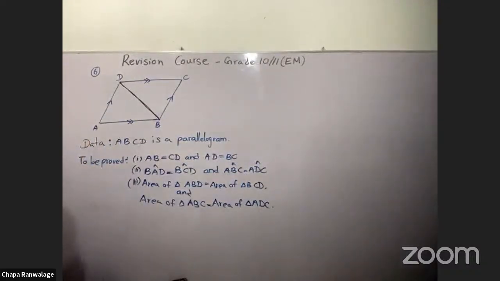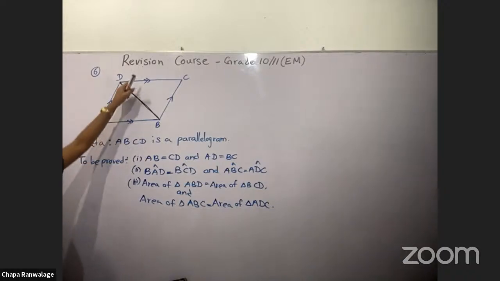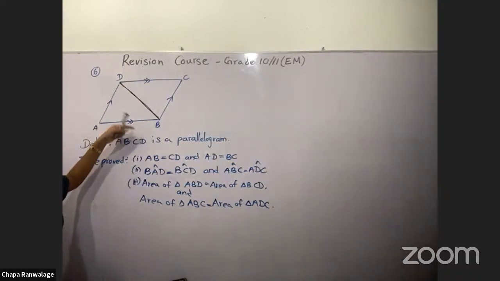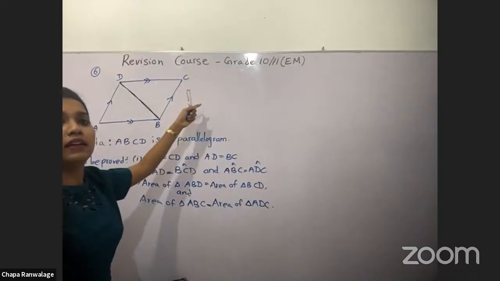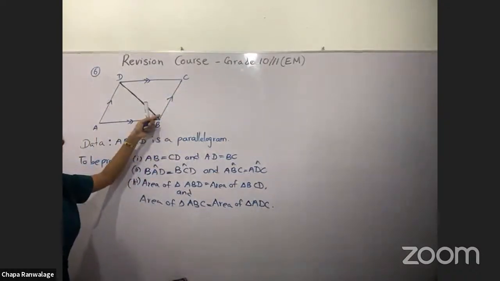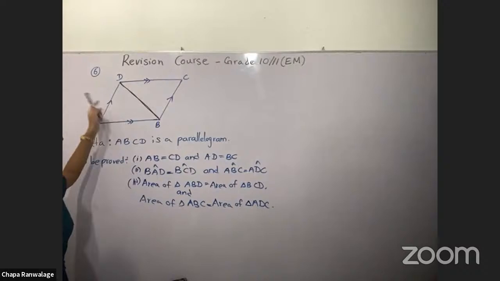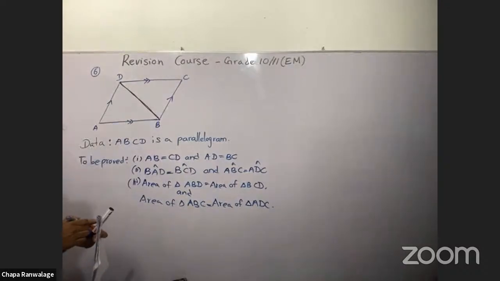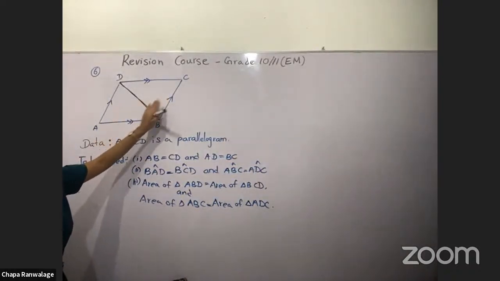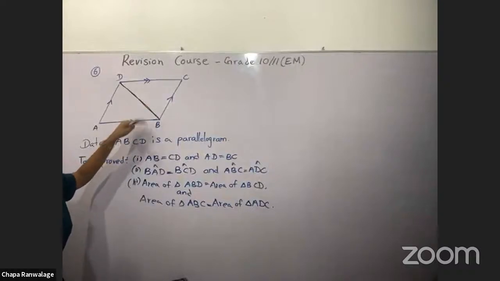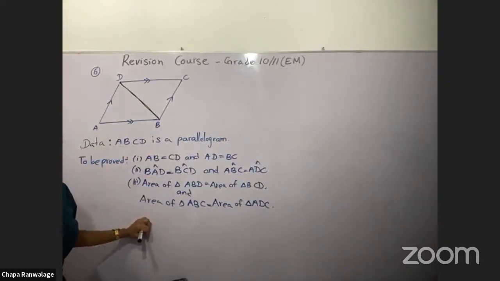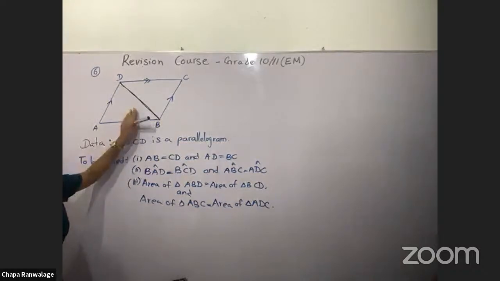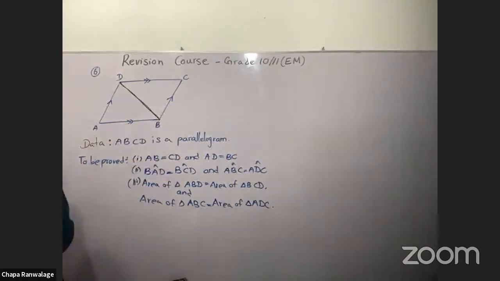Now, how can we prove it, children? We are going to prove that these are equal using the elements of a triangle. So what should we use here? Yes, we can use congruency. By using congruency, you can prove all these three. So you have to prove these two triangles congruent.